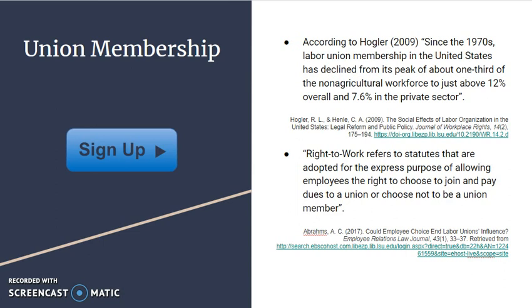The drop appears to be related to a growing support of the right to work movement. Right to work refers to statutes that are adopted to express the purpose of allowing employees the right to choose to join and pay dues to a union or choose not to be a union member.